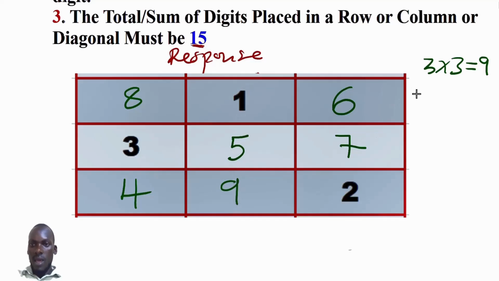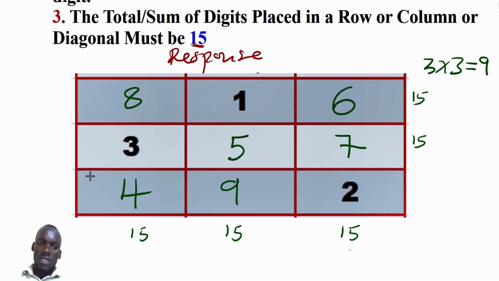Now, when you add them, you get 15 this way, 15 this side, 15 this way, 15 this way, likewise this side, and even the diagonals. You get the answer to be 15.